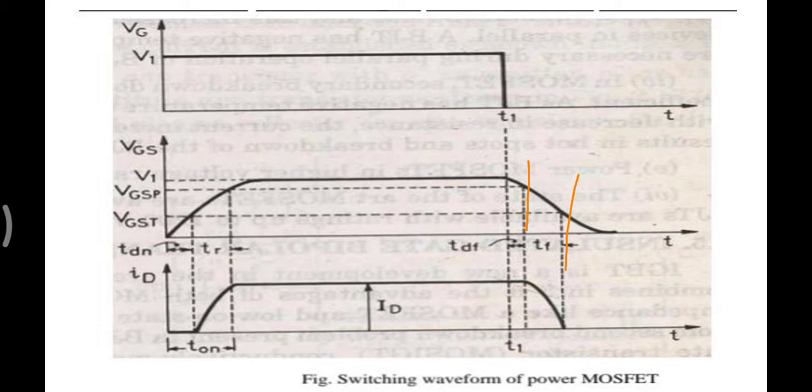So here the important thing to consider is what the turn off time means. It is the combination of turn off delay time plus fall time. It is considered as the total turn off time of the MOSFET.